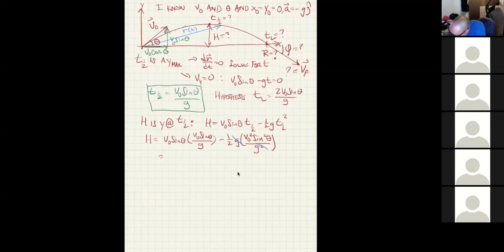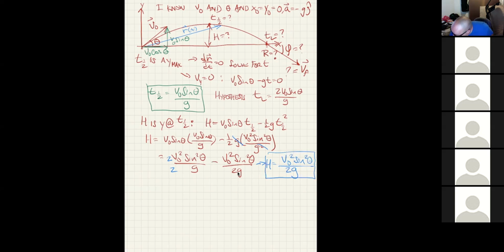And that's going to give you v0 squared sine squared theta over g minus v0 squared sine squared theta over 2g. So I can make this a common denominator by multiplying by 2 in the top and bottom, and then I'll get h is equal to, this would be 2v minus 1v, so it's just going to be v0 squared sine squared theta over 2g. So that's our h.